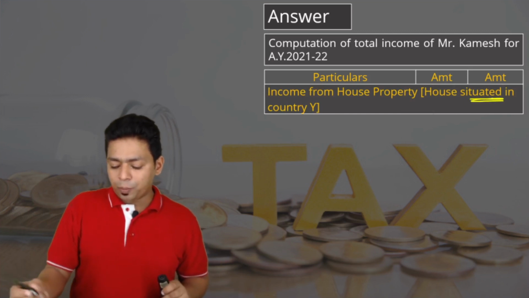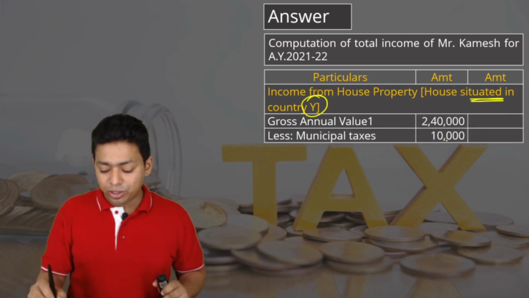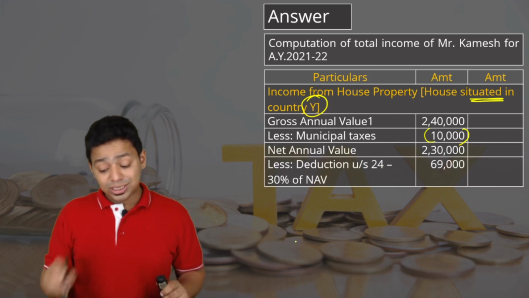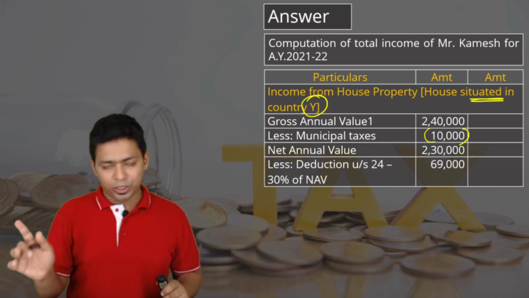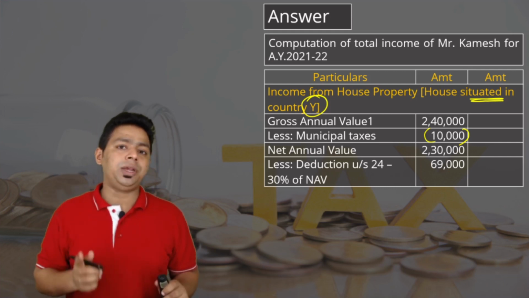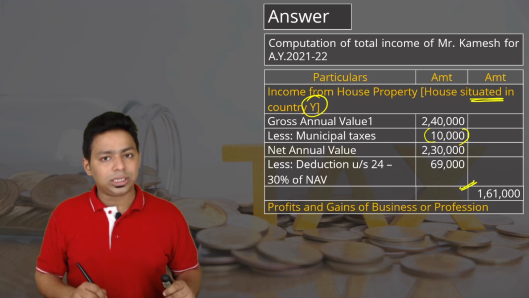So income from house property situated in country Y. Gross total income 2,40,000. Please understand, we will provide deduction of municipal tax, so net annual value 2,30,000. Standard deduction also we will provide. There is no mention of standard deduction, but you know that whenever we compute IFHP in India, we always provide 30% standard deduction. So taxable income is 1,61,000.